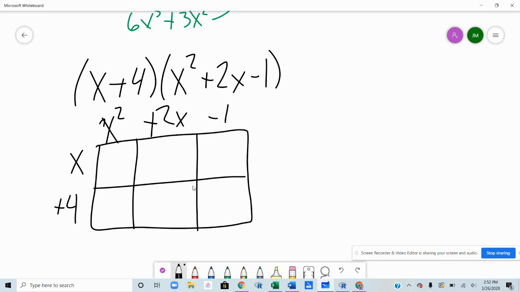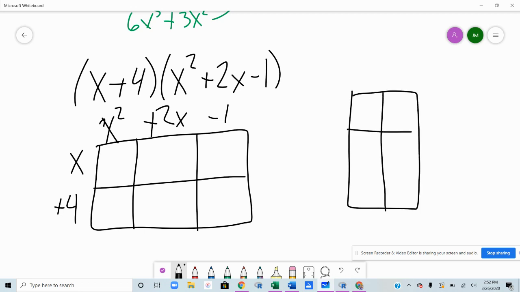Now, it doesn't matter if your box looks like this or if your box looks like this, as long as you put your x plus 4 on the top and your x squared plus 2x minus 1 on the side, you're going to get the same answers that I get. They might be in a little different order, but they'll be the same numbers, and then your final answer will be the same.